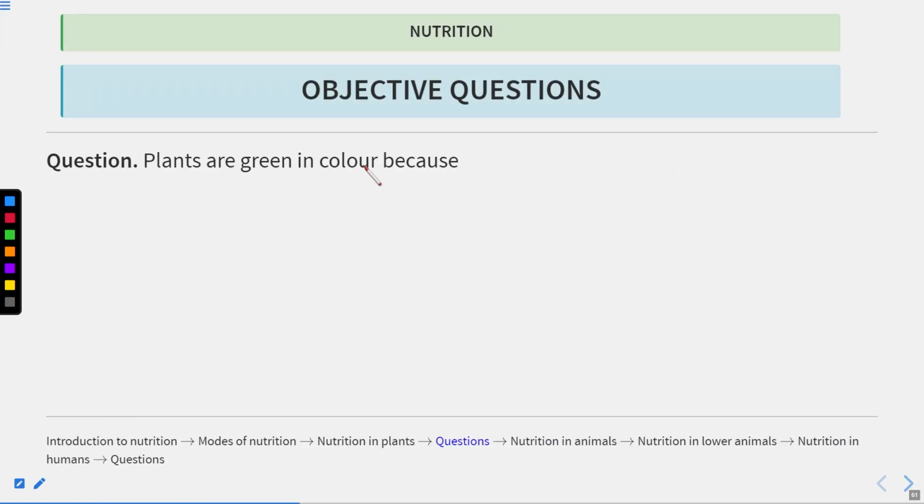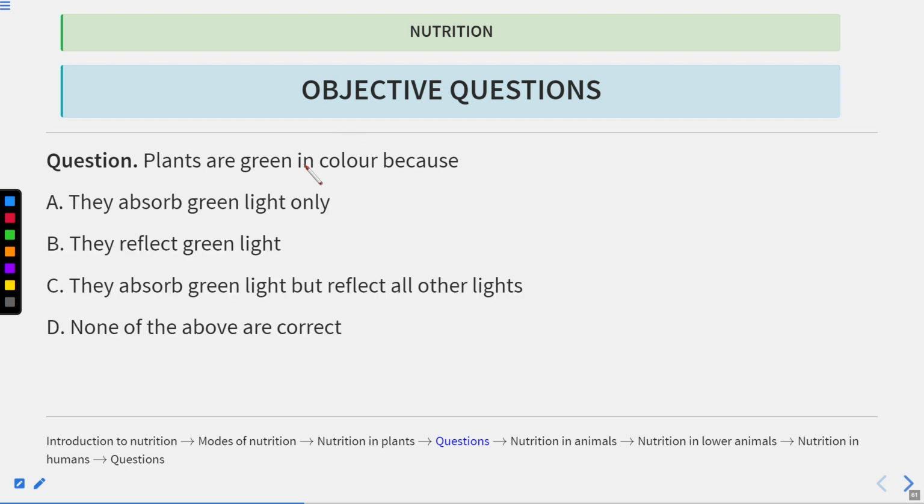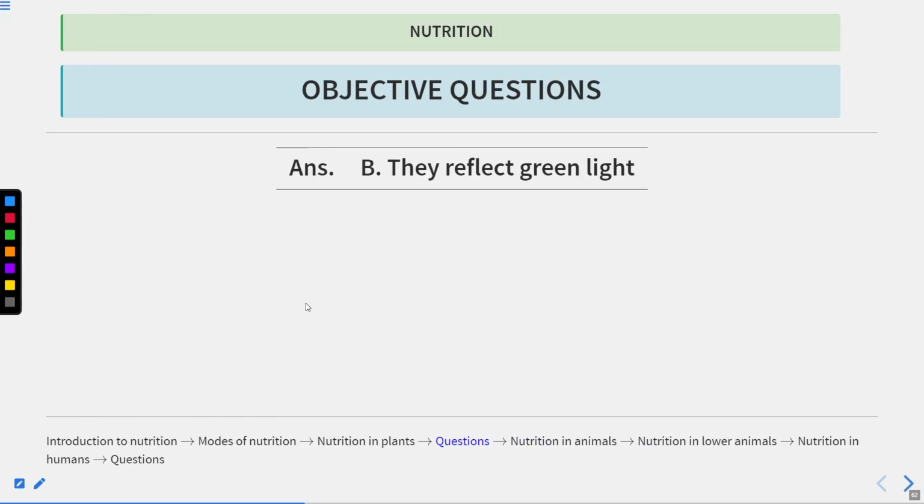The next question is, plants are green in color. So this is a very simple question. What are the options? They absorb the green light only, they reflect green light, they absorb the green light but reflect all the other lights, and none of the above are correct. What should be the answer to this question? Answer is option B. They reflect the green light.